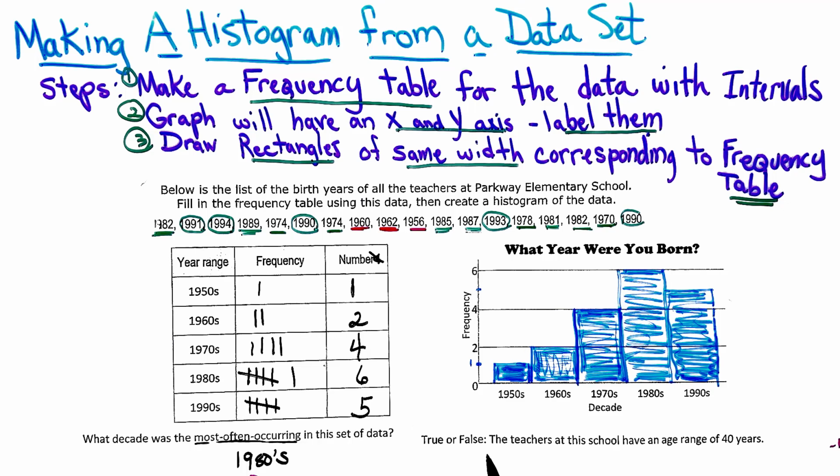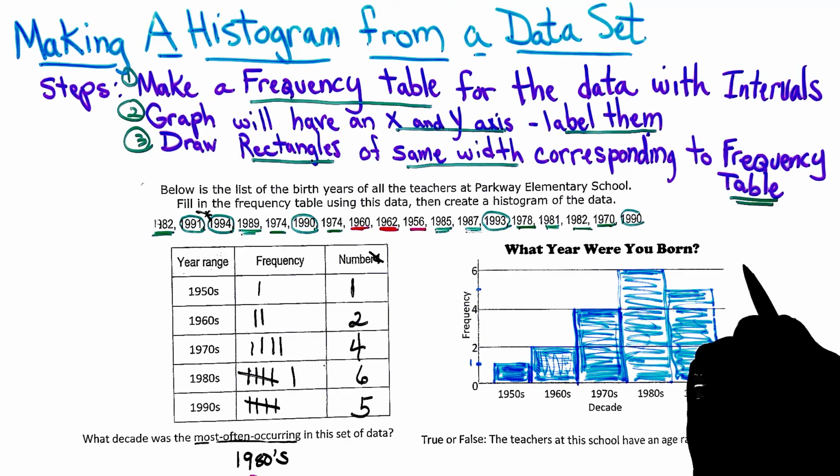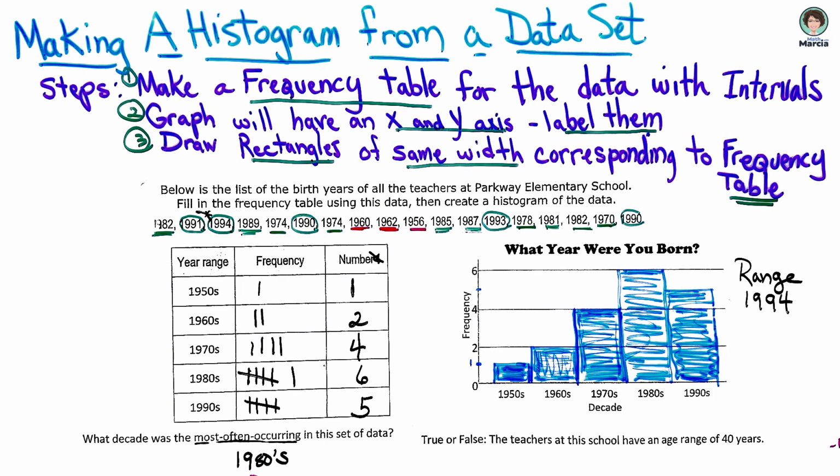So this is a true or false question. The teachers at this school have an age range of 40 years. Well, remember, we know that it's from the 90s to the 50s, but we don't know exactly what that range is. So we're going to have to look at the data that we have. And I see that my highest year, looking here, this is my highest year. So I'm going to put, and we're looking for the range, 1994. And now I'm going to look for my lowest year.